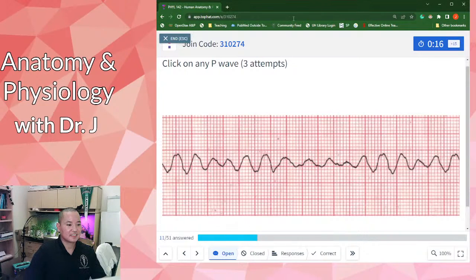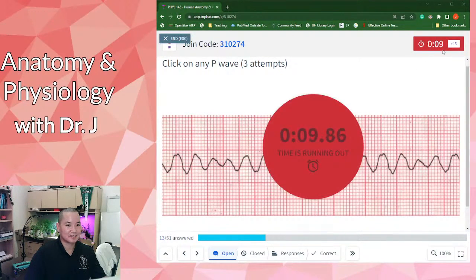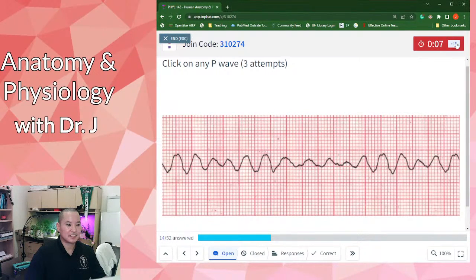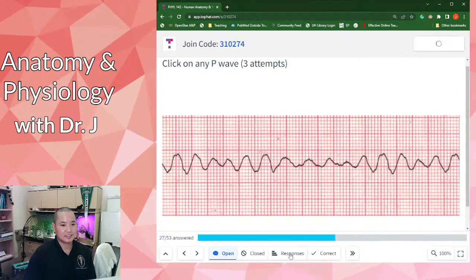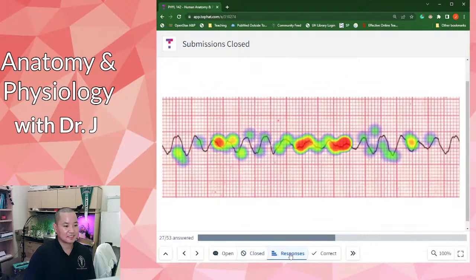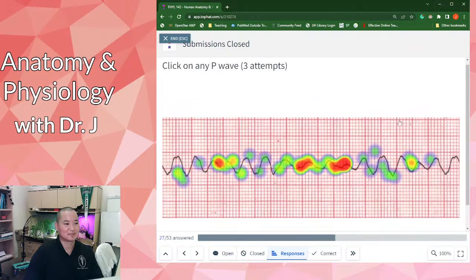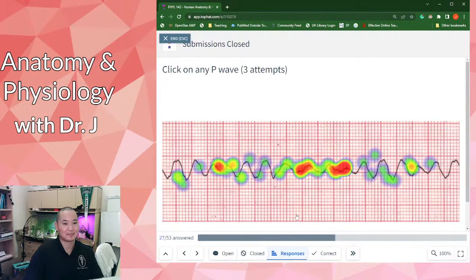This is a click on target question. We have an example of VFib, ventricular fibrillation. Click on any P wave. Alright, let's see where people clicked. So kind of all over the place, right? And that is what VFib is. It's a trick question. I'm not going to ask you this specifically on the exam, like where's the P wave on a VFib. There is no P wave.